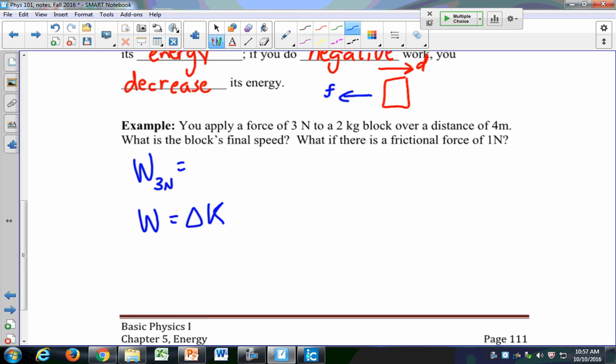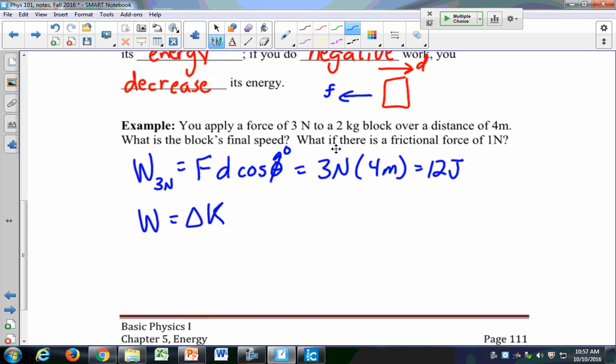It's 12, right. It's 3 newtons times 4 meters, force times displacement. We're assuming here, since there are no angles, that it's all in the same direction. So I say F times D cosine theta, but we'll let theta equal 0. So cosine of 0 is 1. So this is going to equal 3 newtons times 4 meters. That's equal to 12 joules.